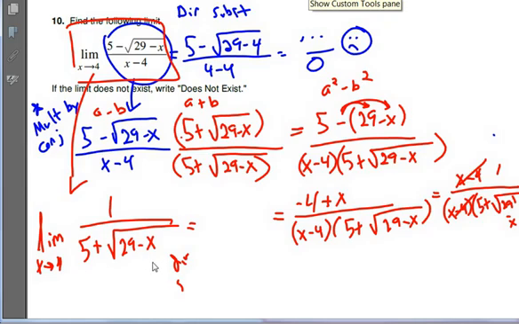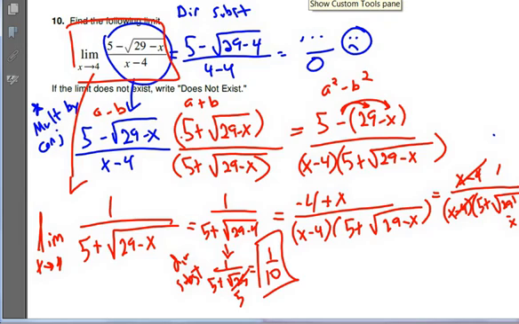Direct substitution. So we'll note there. So I have 1 over 5 plus square root 29 minus 4, which is 1 over 5 plus square root of 25. Square root of 25 is 5. So that's 1 over 10.